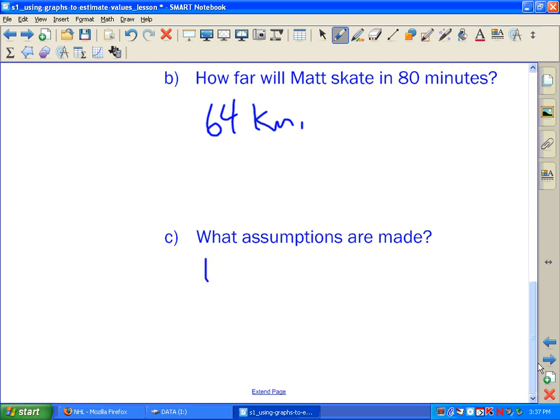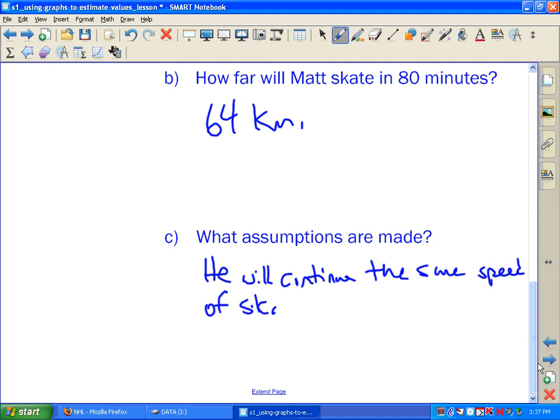So he will continue the same speed of skating. Okay, that's the assumption that we make.